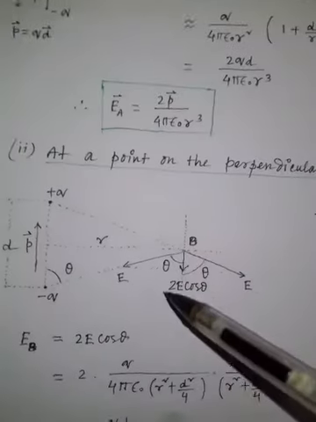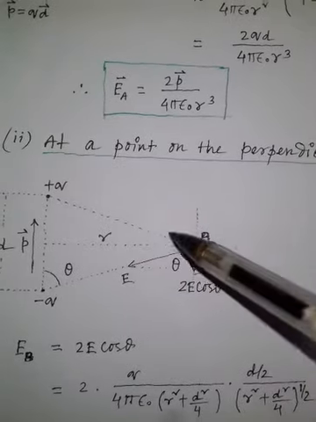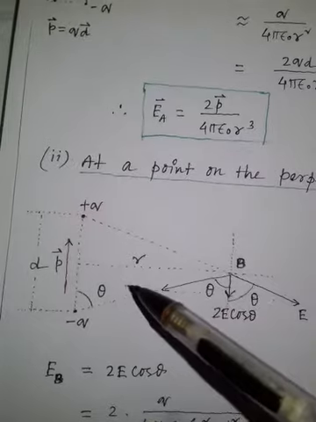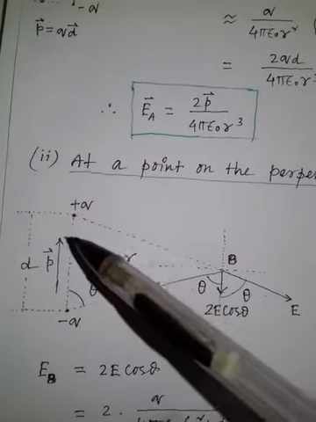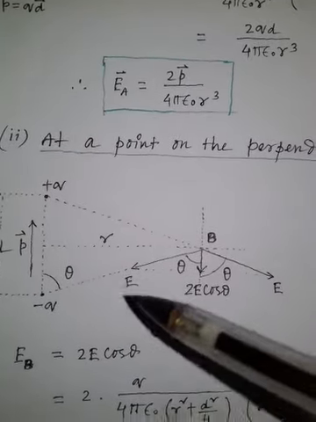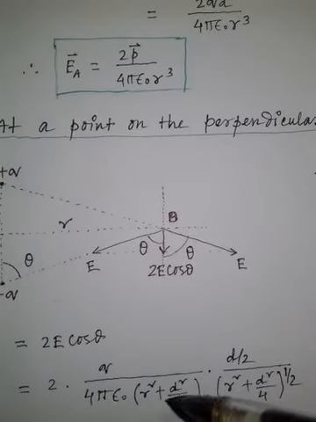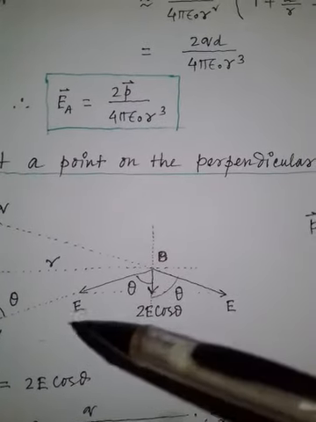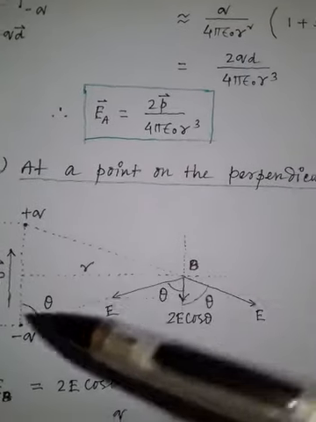This electric field is nothing but q by 4 pi epsilon naught times this distance square. But what about this distance square? This is nothing but r square plus d by 2 whole square, that is r square plus d square by 4. So E is equal to q by 4 pi epsilon naught times r square plus d square by 4. But this E has equal inclination theta with P.